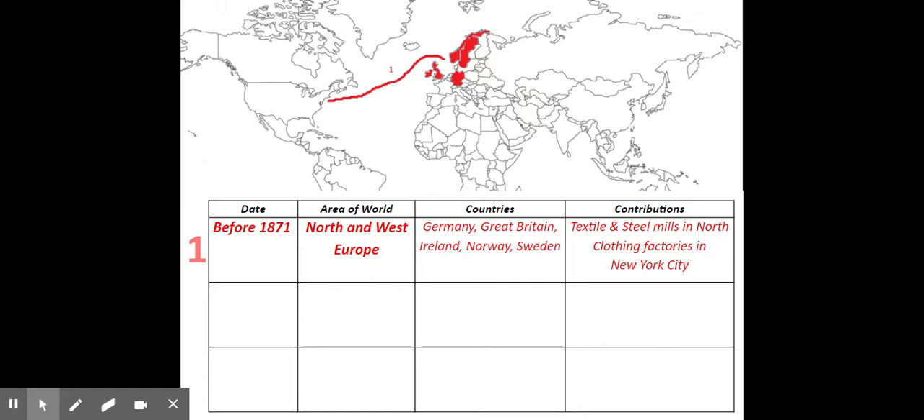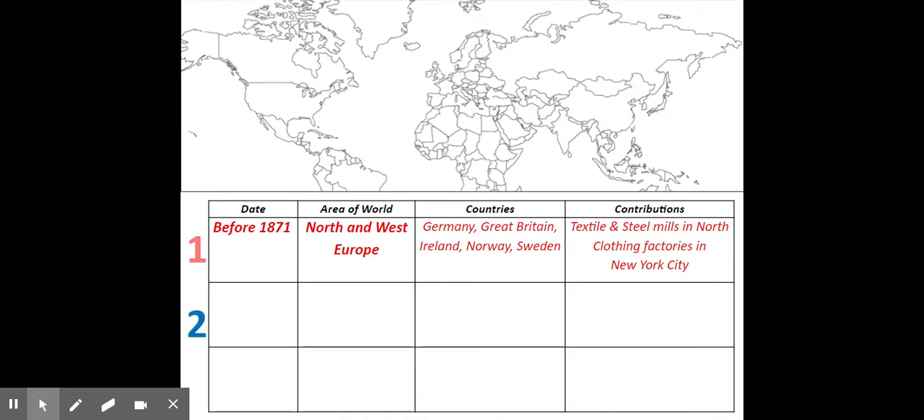So this wave number 1, before 1871, East Coast, a lot of them are coming in through New York, especially as we get into the 1800s because that's where Ellis Island is, and a lot of them are going to stay there because of the factories and the industries in the northern part of the country. Now, waves 2 and 3 both occur between 1871 and 1921.